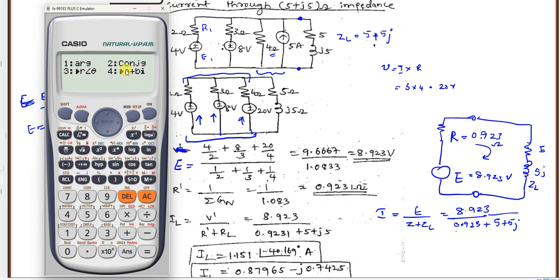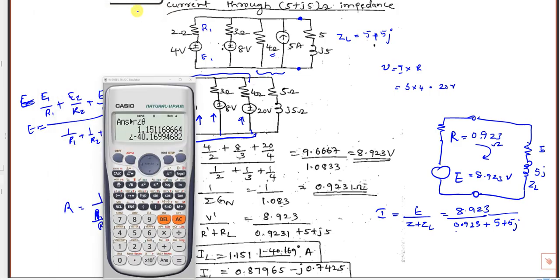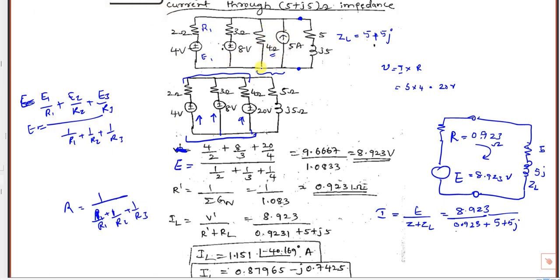Already we obtained the answer in rectangular. I want this format also. To get this, you have to select the third option, 3. So it is 1.151 angle 40.6169, or you can click the ST button. 1.151 angle 40.6.